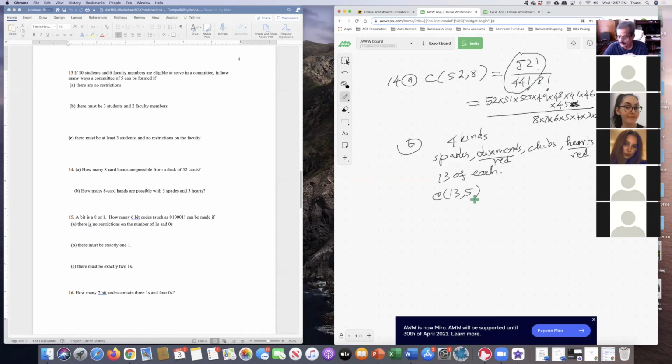Now the 3 hearts have to come from the 13 hearts. So C13, 3 ways are there to do that. The product will give you the number of ways of making the hand with 5 spades and 3 hearts. So multiply them.